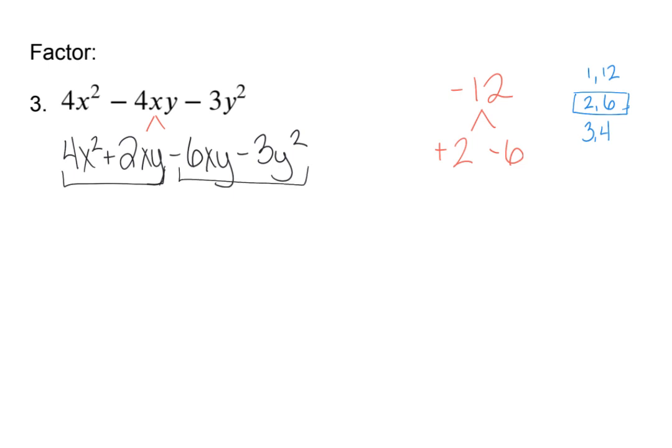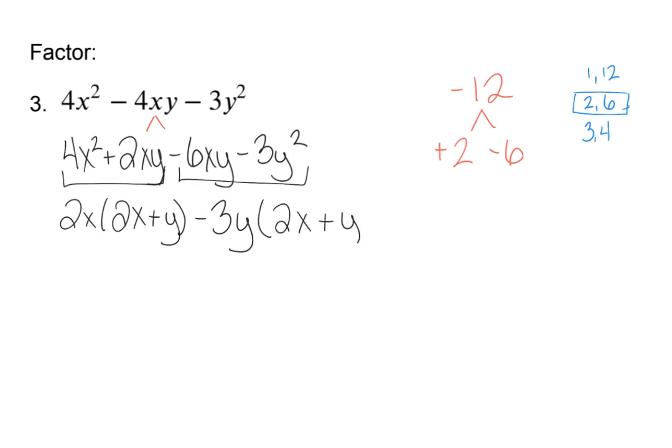First group, I can pull a 2 and an x out. That's going to leave me with 2x plus y. Second group, they're both negative, so I know I'm pulling the negative 3, and they both have y's, so I'm going to pull 3y out. That's going to leave me, now pulling the negative changes everybody to positive, with 2x plus, and this guy's going to have a y left because it was a y squared. They match, we're in business.